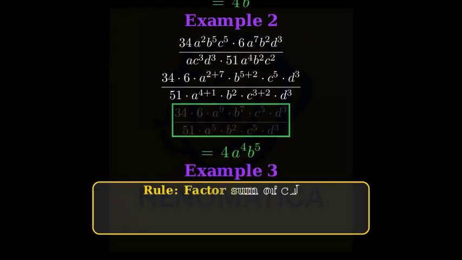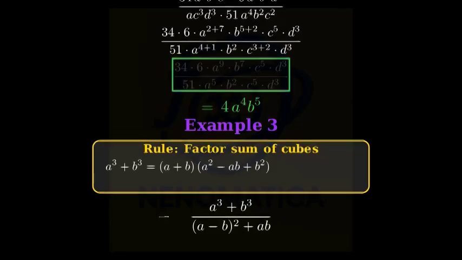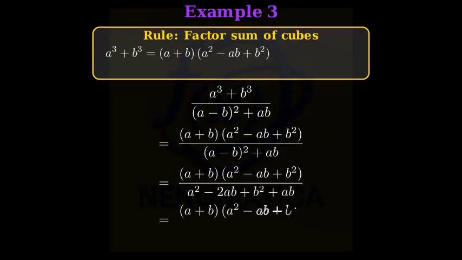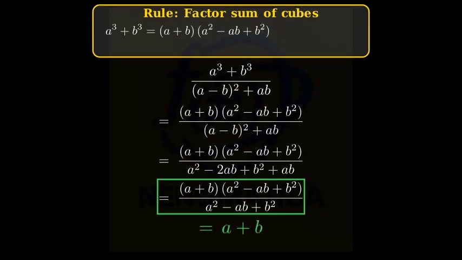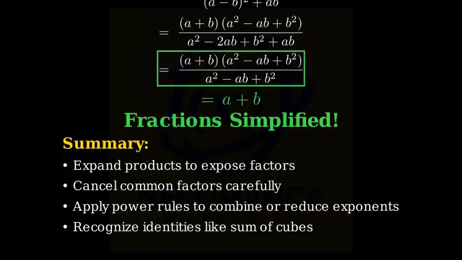Finally, example 3. We will use a factoring identity. The numerator is a sum of cubes, and the denominator can be simplified to match the quadratic factor from the numerator. Step 1. Factor the numerator using the sum of cubes identity. Step 2. Expand the denominator and collect like terms. Step 3. Cancel the common quadratic factor a squared minus ab plus b squared. We are left with a plus b. Great work! We expanded products, canceled common factors, used power rules, and factored a sum of cubes to simplify each fraction.